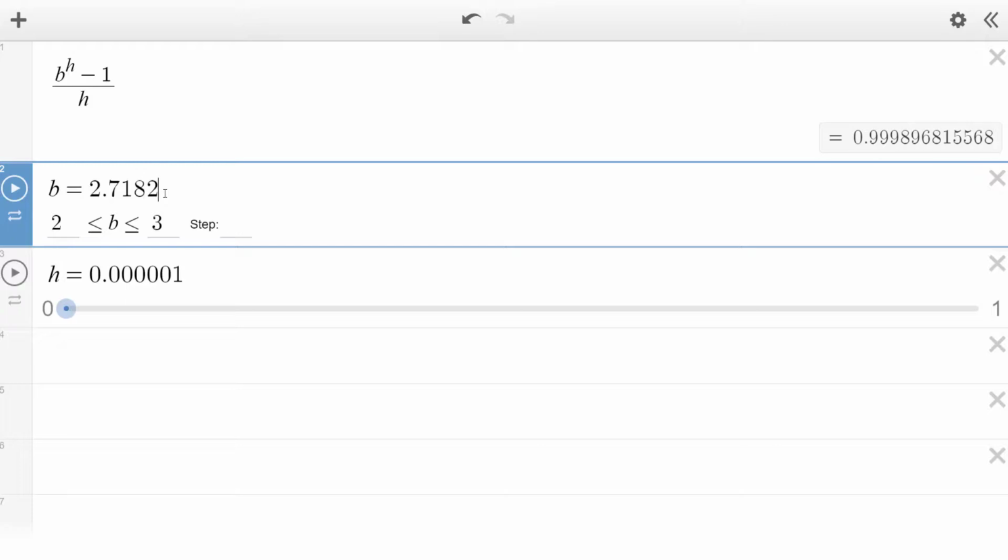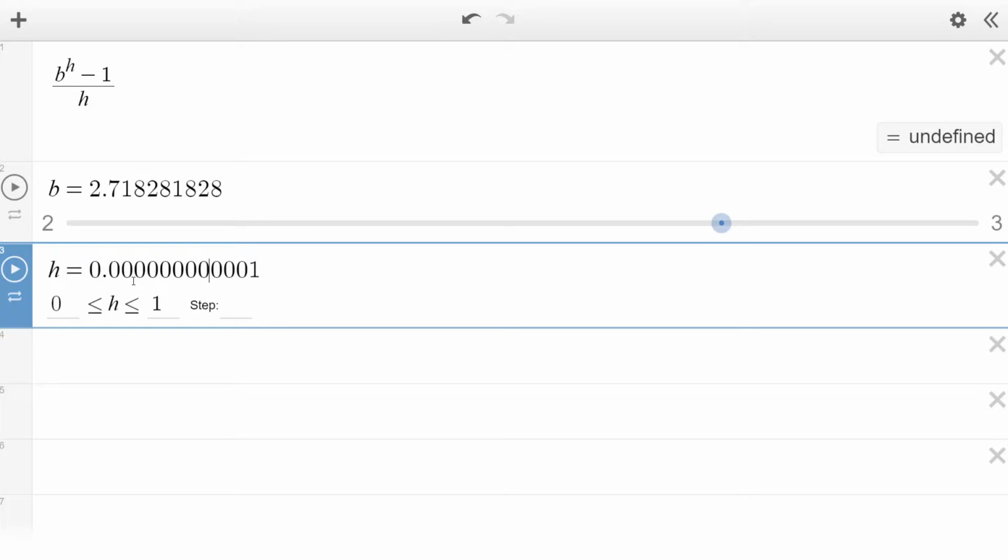Let's increase that a little bit. 2.7 1 8 2 8, 1 8 2 8. And the reason why it's slightly greater than 1 is because I need more zeros here. Oh, now I broke Desmos.